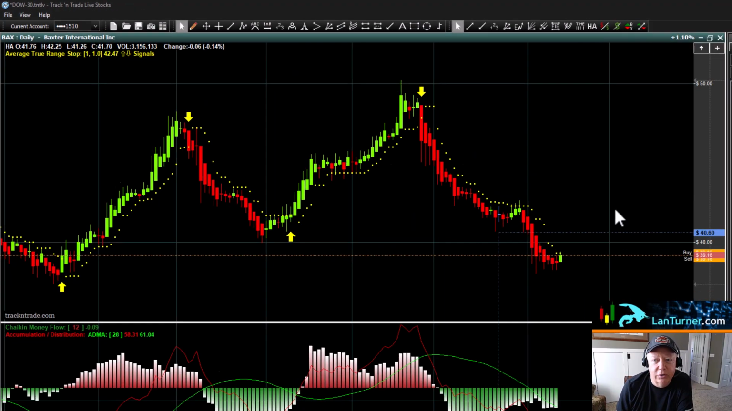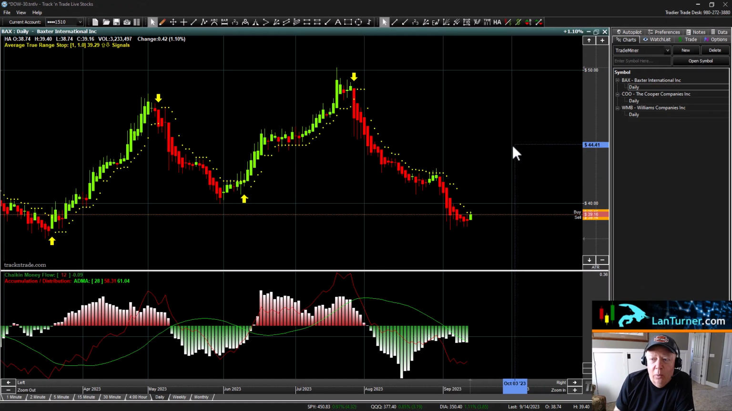All right, let's go through and analyze this chart now. What we're looking at here is the first one in the list. It's Baxter International. And we said that Baxter was going to start on September 14th through October 13th. So September 14th is today, and it's supposed to be bearish. So this looks bullish to me. Looks like it's been bearish.